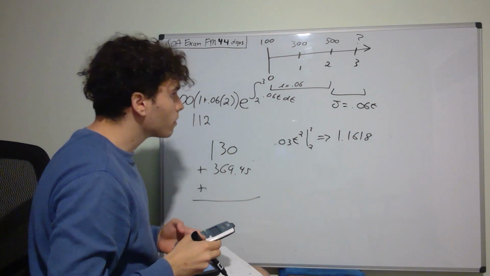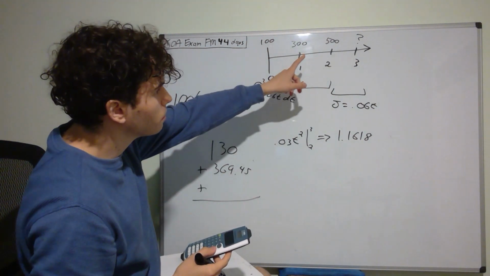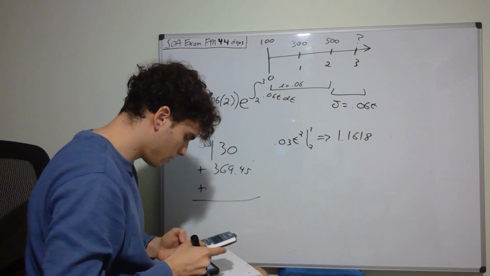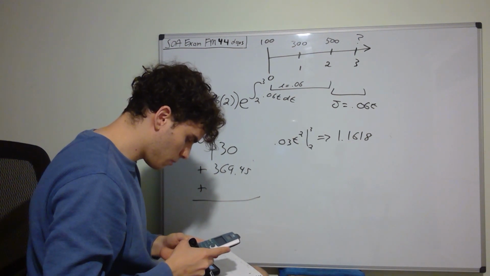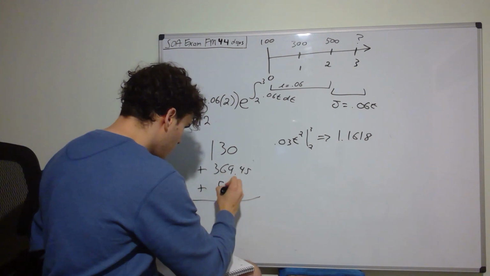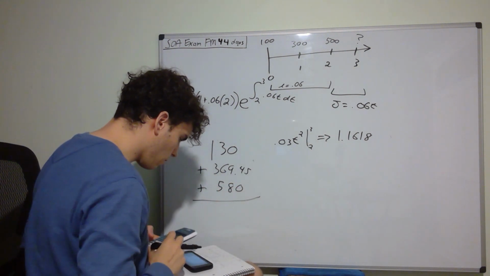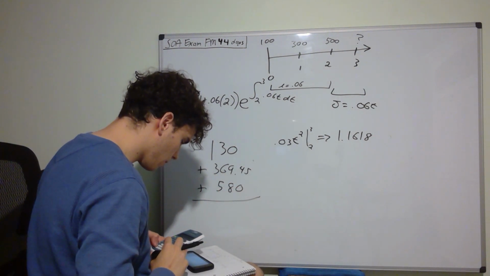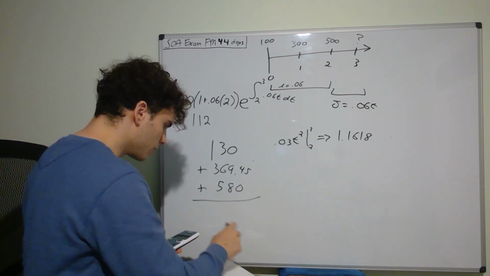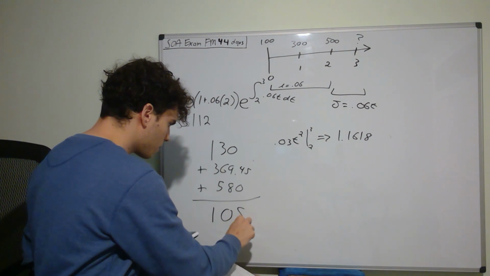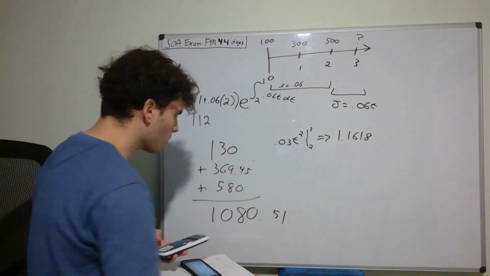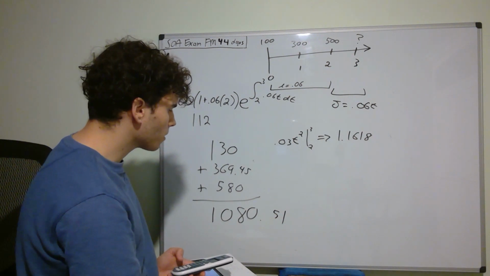Alright, and then the last one is 500 from 2 to 3. So we take 500 times 1.1618, which is 580. Add all those up, and you can see this is a total of 1,080.51, or 1081 to round up, and that is our final answer.